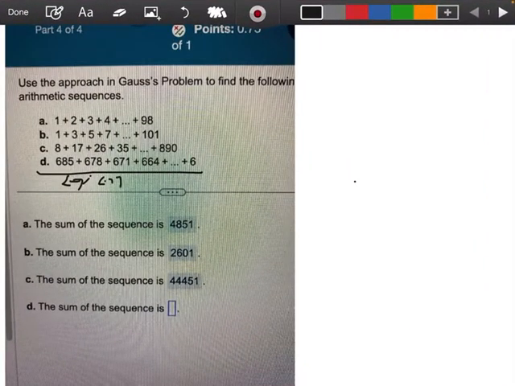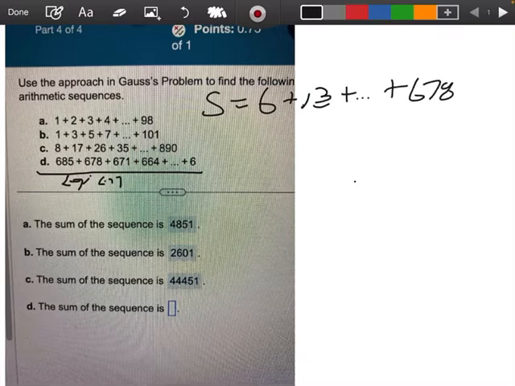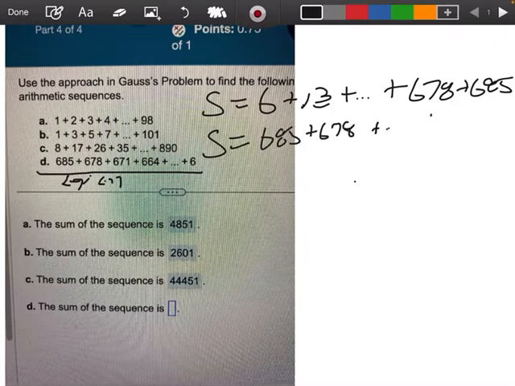So the first thing I'm going to do, I'm actually going to write my numbers going the other way. I'm going to write it from the smallest to the biggest. And if I know each time it increases by 7, the next one's going to be 13. And we're going to go all the way to 678 and 685, okay? And then remember, we're going to write the sum again, but we're going to start with a bigger number, 685, 678, 13, and 6. It's supposed to be a 13, not a B.